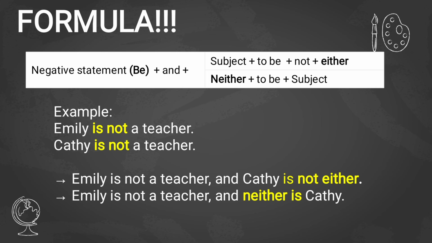For example, Emily is not a teacher. Kathy is not a teacher. Emily is not a teacher and Kathy is not either. And the second one, by using neither: Emily is not a teacher and neither is Kathy.